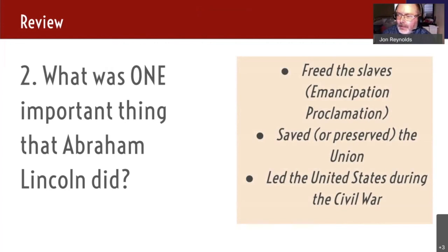Now, guys, this is just my opinion. I think Abraham Lincoln needs more questions because I think Abraham Lincoln was probably the best president in American history. But we only get one question with his name. So here you go. Here are three possible answers. Freed the slaves, wrote the Emancipation Proclamation, saved or preserved the country, the Union, so we call it the Union, and he led the United States during the Civil War.